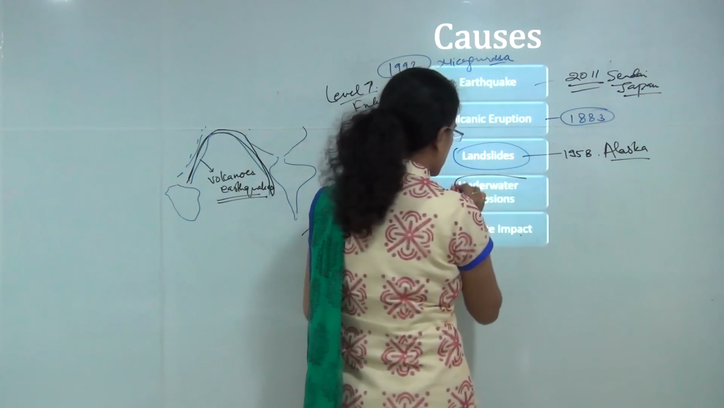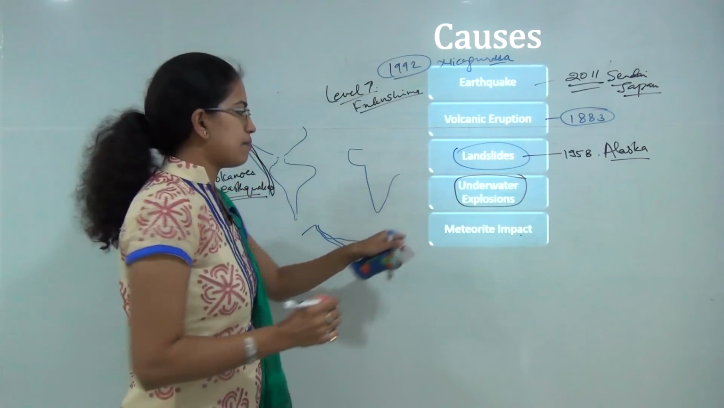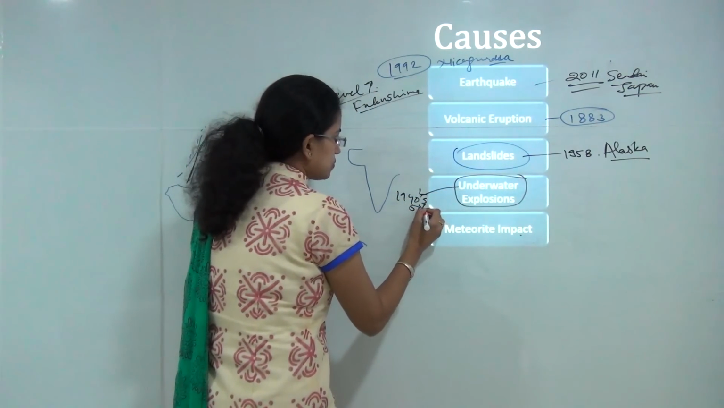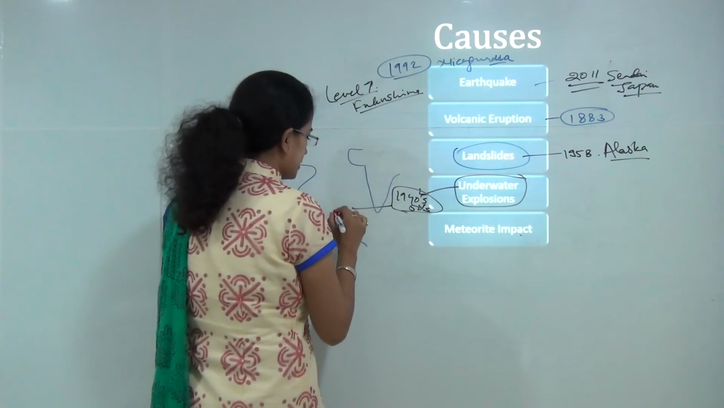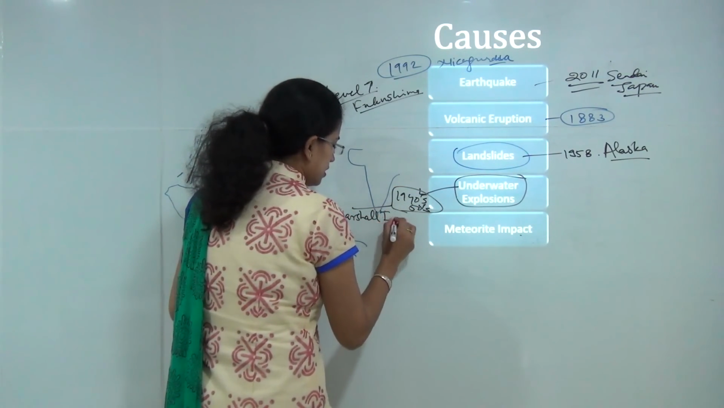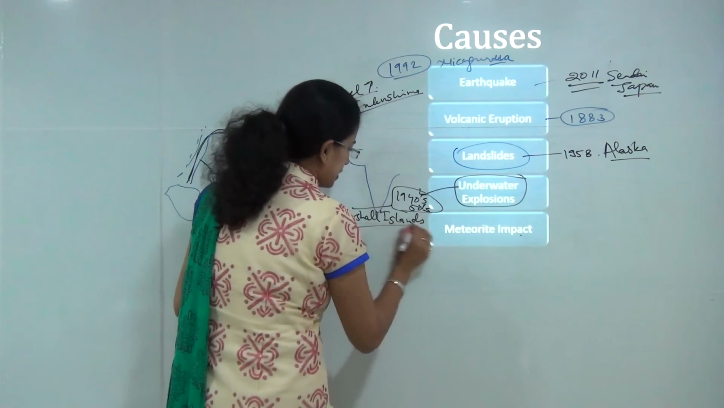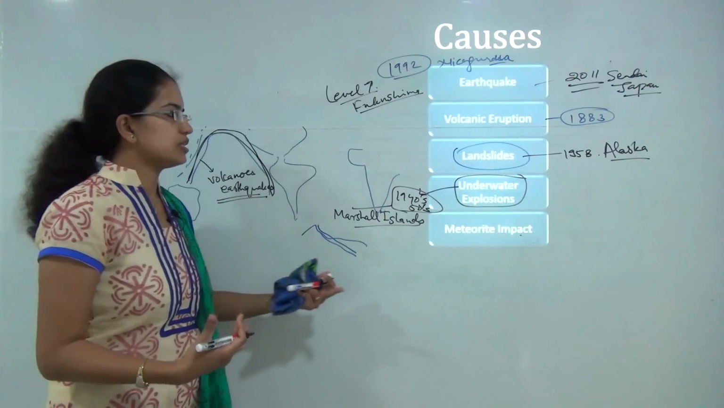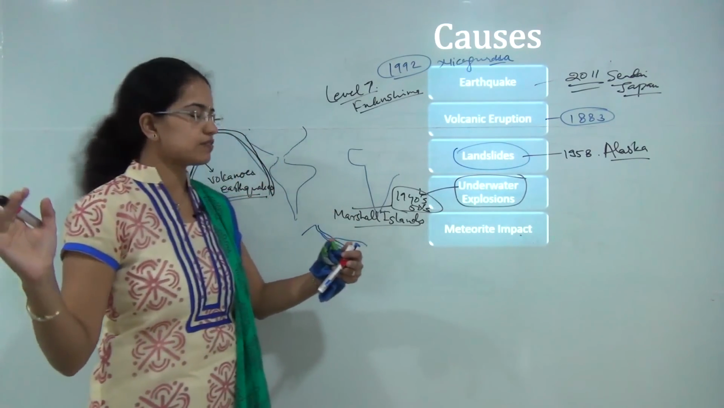Then there can be underwater explosions. This happened around the 1940s and 50s when the US was testing its nuclear weapons at the Marshall Islands. So testing of nuclear weapons or underwater explosions, if they are happening in the ocean, that would lead to tsunami or huge waves on the surface.